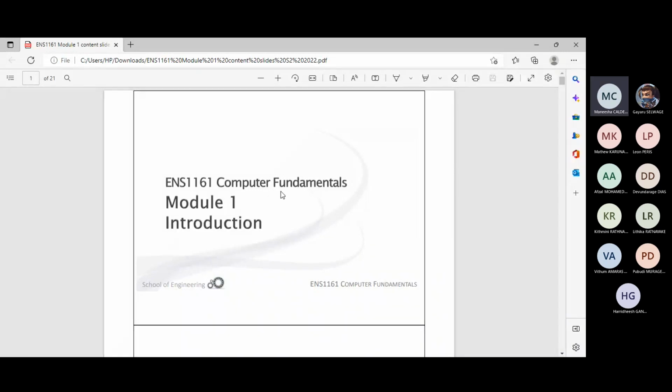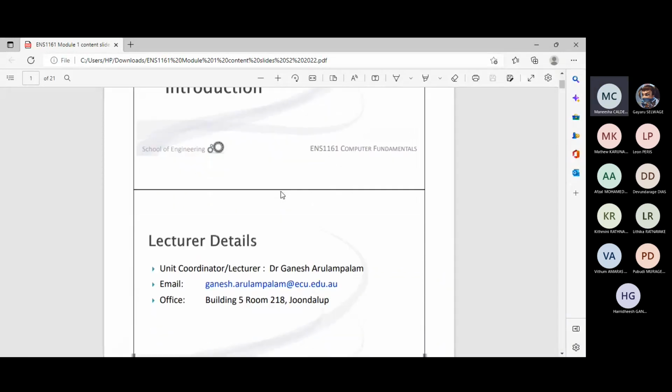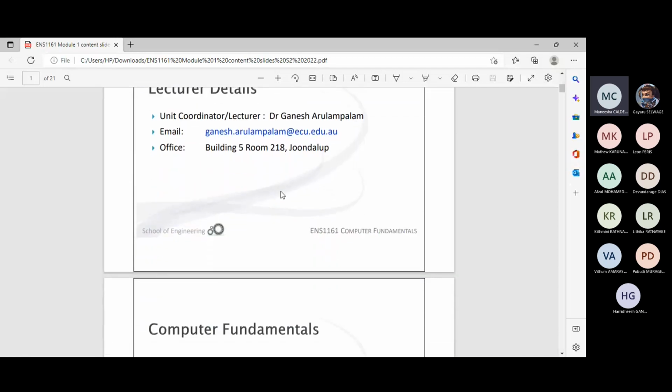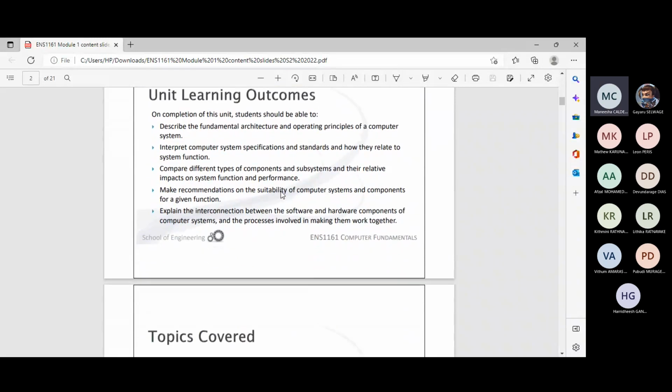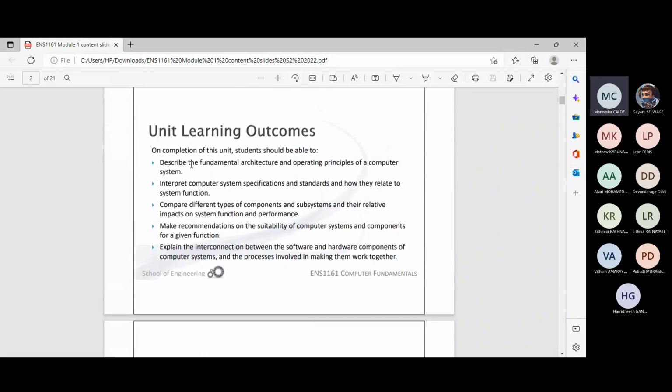This is the module introduction for computer fundamentals, and here are the details of Dr. Ganesh. And what are the unit learning outcomes? On completion of this unit, students should be able to. So what are the things you should be able to? Describe the fundamental architecture and operating principles of a computer system.